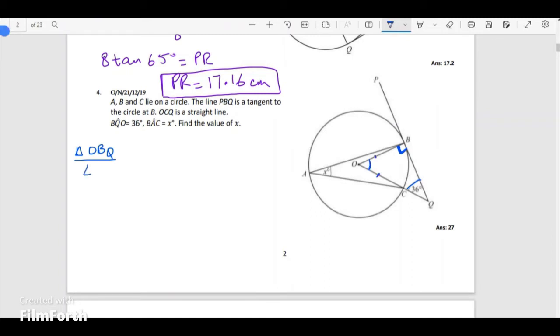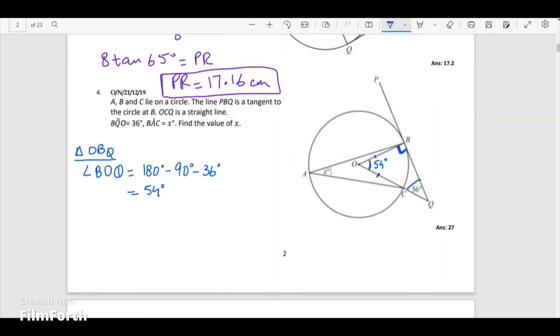So angle BOQ would be equals to 180 degrees minus 90 degrees minus 36 degrees. That would be equals to 54 degrees. So that means the center angle is 54 degrees.